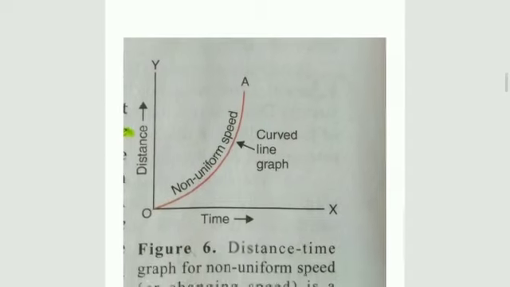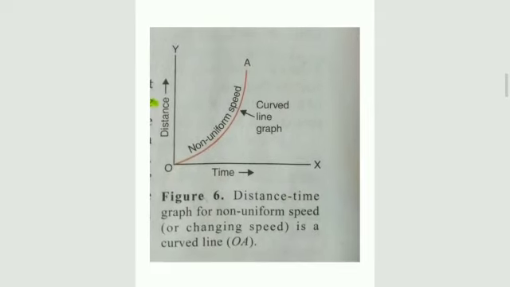This is another figure of non-uniform motion. Distance time graph for non-uniform speed or changing speed. It is called changing speed, and for uniform motion it is called constant speed. This is a changing speed and is a curved line. OA is a curved line.